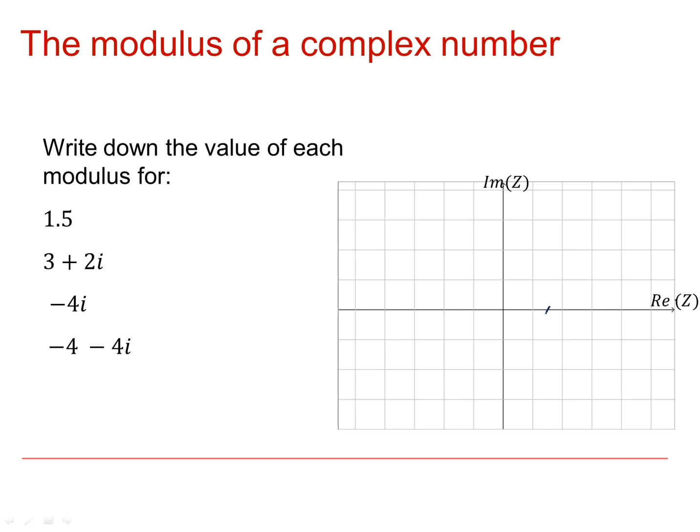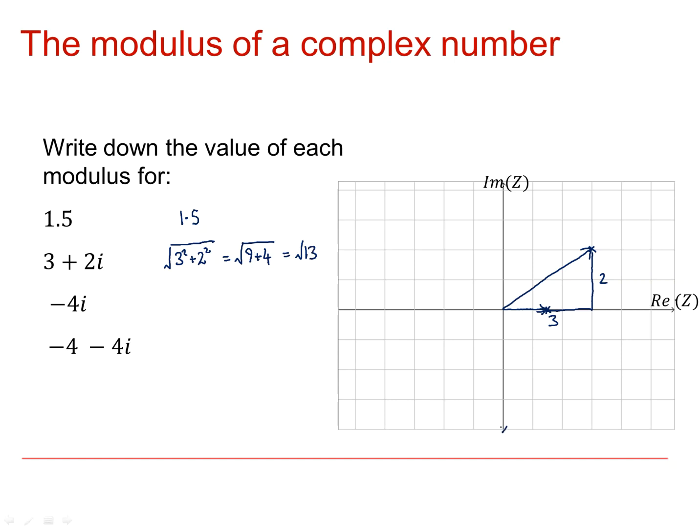OK, the point 1.5 is on the real axis here, and its distance from the origin is simply 1.5 units, so its modulus is 1.5. For the point 3 plus 2i, we need to look at this triangle here with base 3 and height 2. So the modulus of this complex number is 3 squared plus 2 squared, all square rooted, which is root of 9 plus 4, or root 13.